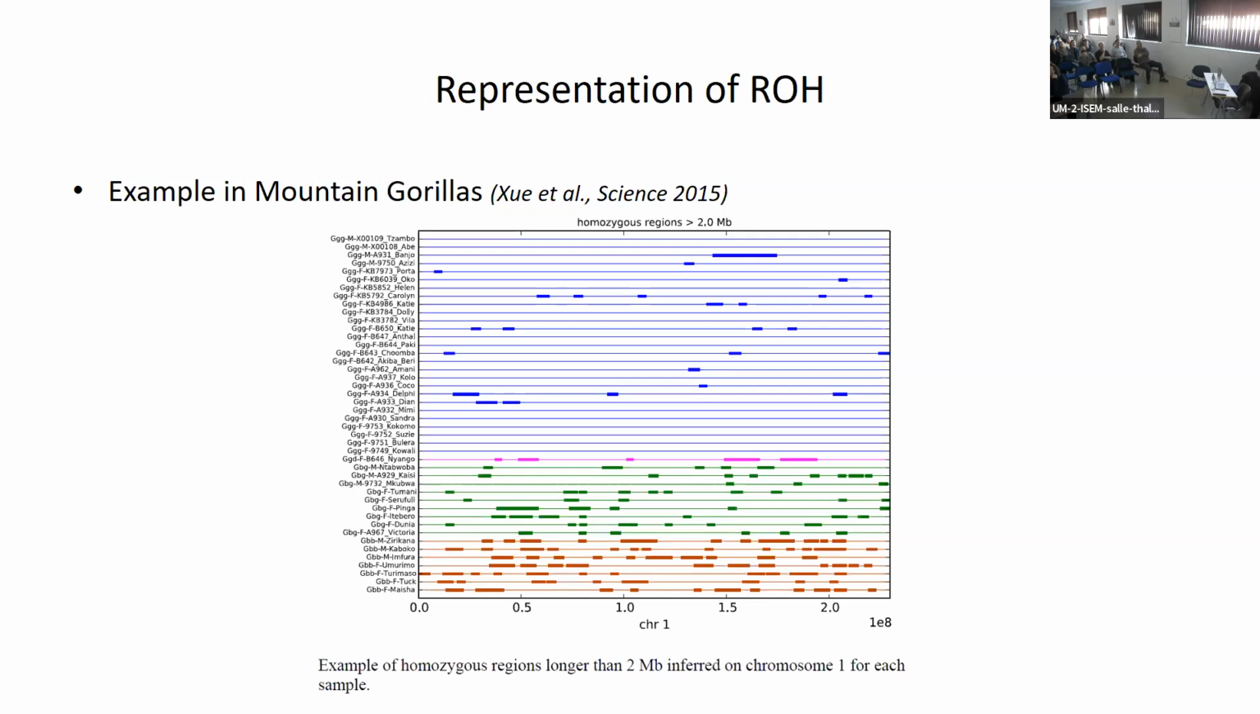So here is another representation that can help you to understand a bit. It's an example from a paper on mountain gorillas, where they represent only 1 chromosome. Each line is an individual. The different colors are the different populations. And the small boxes are the runs of homozygosity they detected. With a representation like that, you can look at the frequency of the runs of homozygosity in the genome, but also the length, for instance.